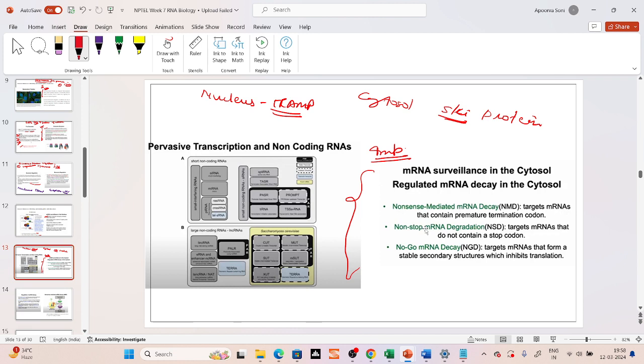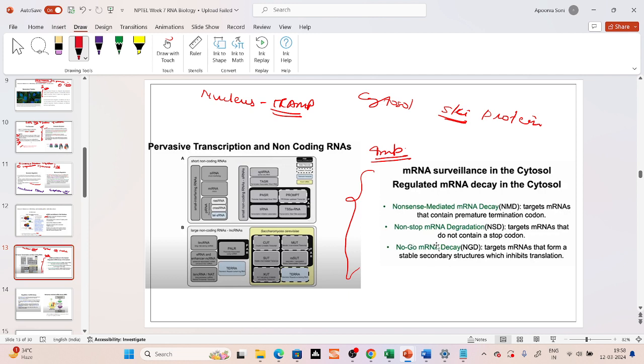If the target mRNA has a premature termination codon, that means the protein would be of a lesser size. That is also not a good condition. If your target mRNA does not have a stop codon, it will go more than its desired size. That is also not a good condition.